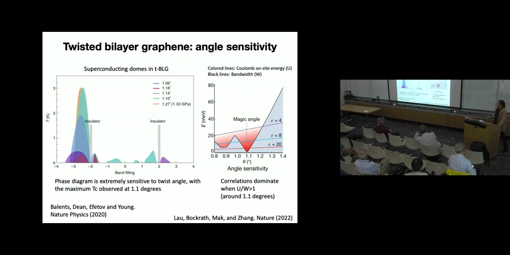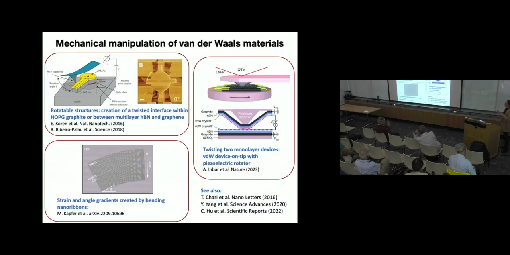So this extreme twist angle sensitivity really motivated our interest in trying to develop a technique that allows extremely fine control of the twist angle in situ in an active device structure. So before I go into our results, I wanted to mention that there's actually been a long history of interest in mechanical manipulation of van der Waals materials in the community, going back many years now. So going all the way back to 2016, there have been some nice papers where people have used an AFM tip to manipulate multi-layer van der Waals crystals like graphite and multi-layer hBN in order to create twistable interfaces.